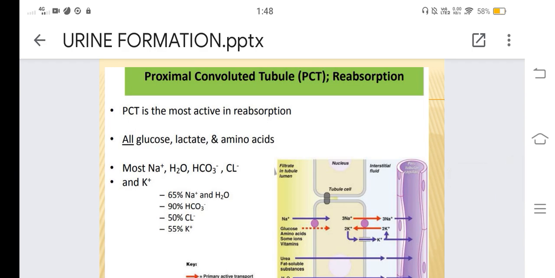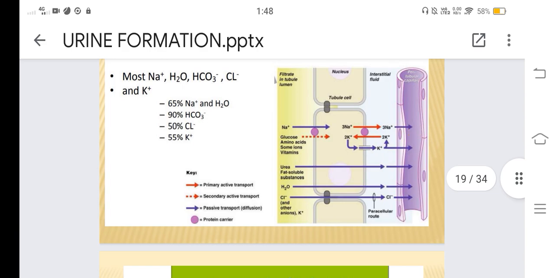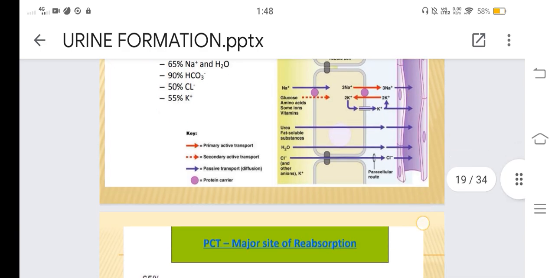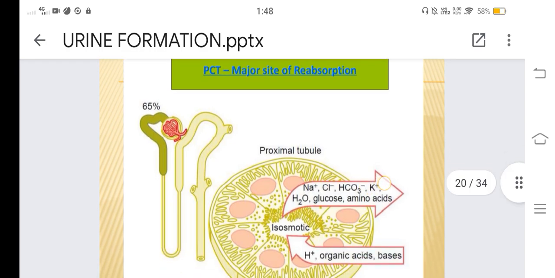Then proximal convoluted tubule PCT reabsorption. PCT is the most active in reabsorption. All glucose, lactate and amino acids, most Na+, H2O, HCO3-, Cl- and K+, 65% of Na+ and H2O, 90% of HCO3-, 50% Cl-, 55% K+, etc. are involved. Then PCT, major site of reabsorption, 65%.